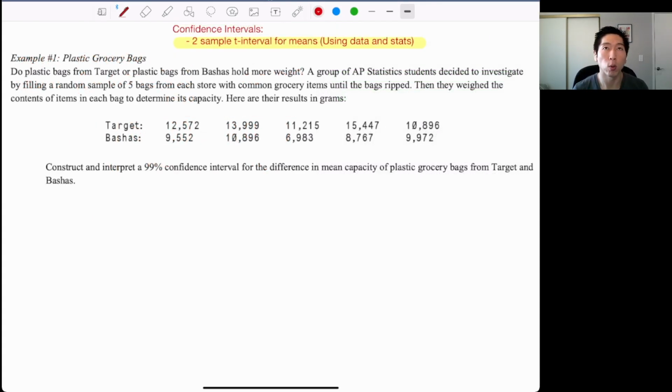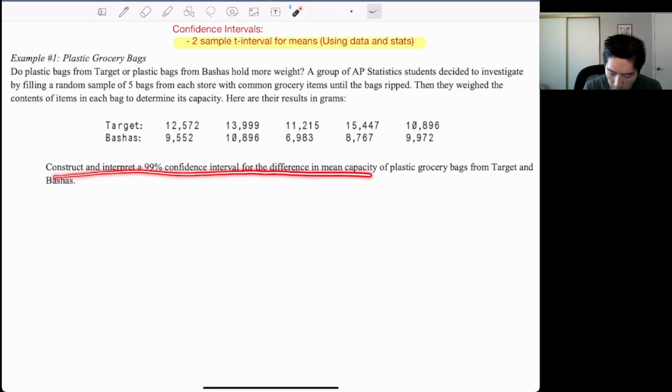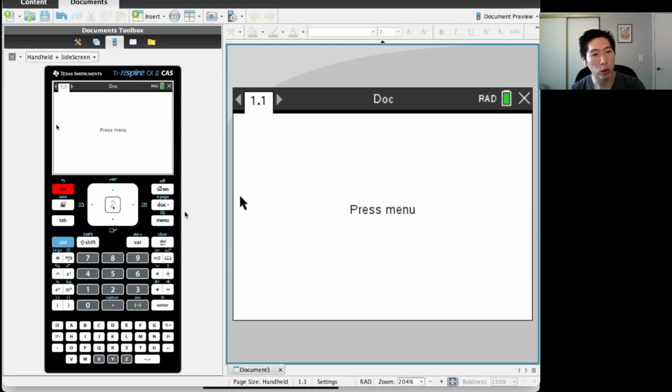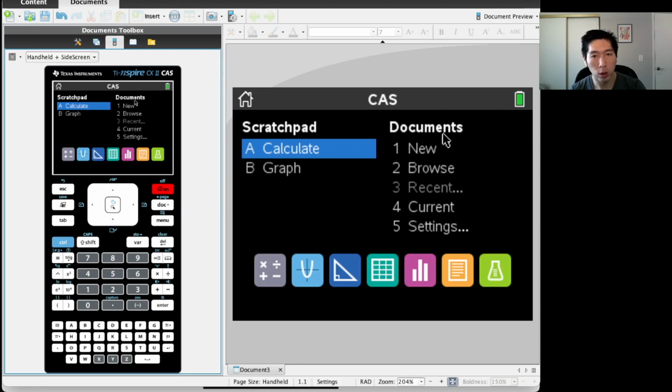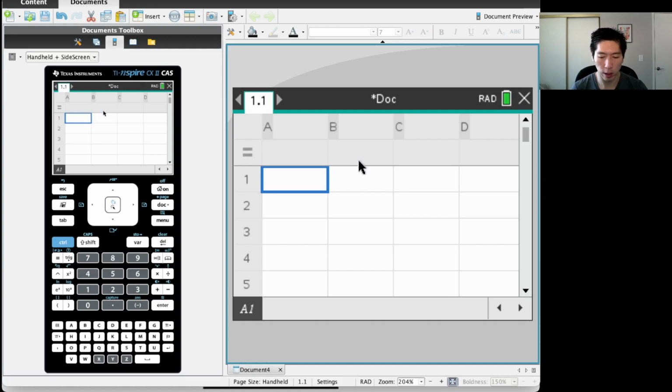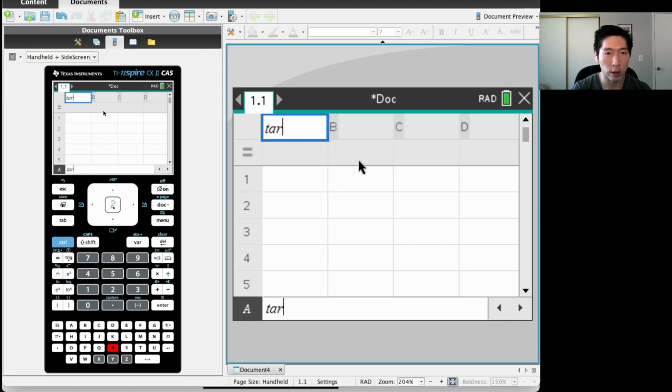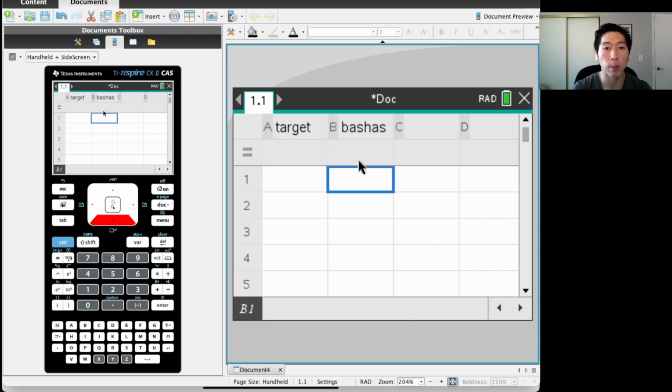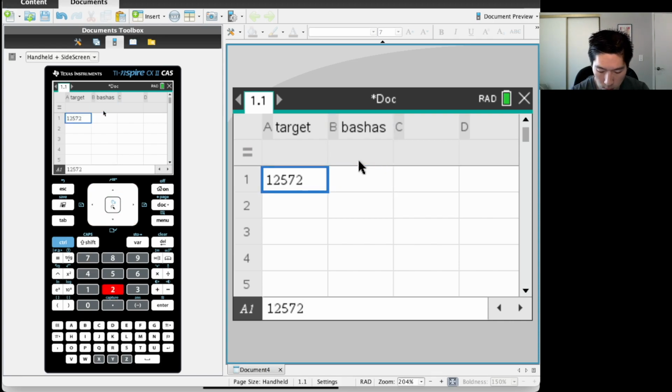In our next example, we're going to take a look at confidence intervals for two-sample t-intervals for means. Here we want to construct and interpret a 99% confidence interval for the difference in mean capacity for Target and Bashas. So we're going to have to type in this data, and let's do that very quickly. Remember, we want to start a new document. You go to Home, you go to New Document, and then we could go to our Lists & Spreadsheet to enter in data. We're going to type in Target for the first column, and then Bashas for the second. And make sure you guys enter in the data.